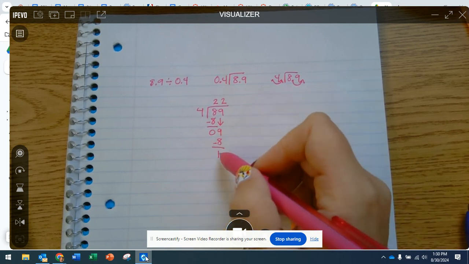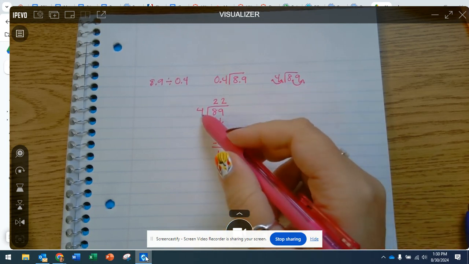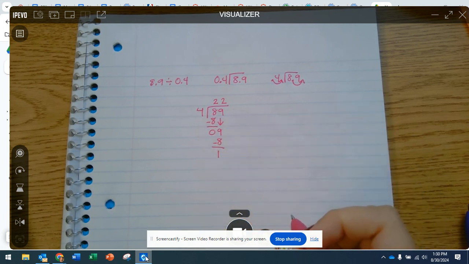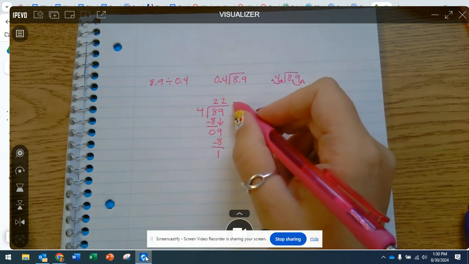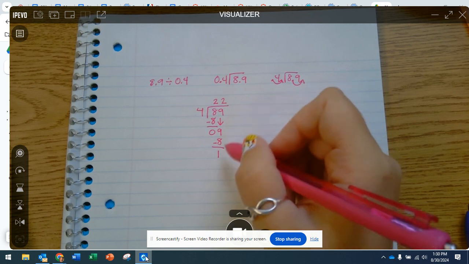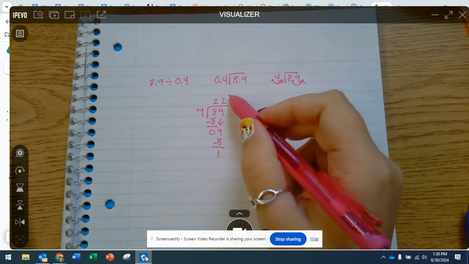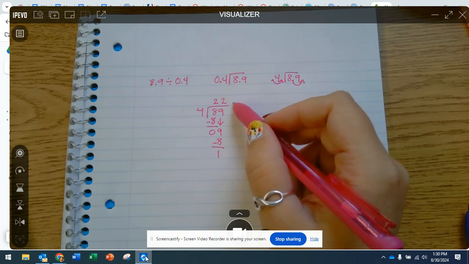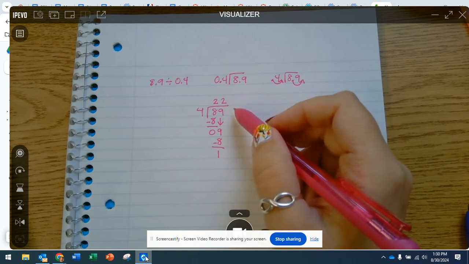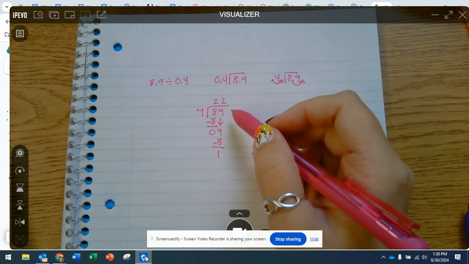Before you move on, always double check that your remainder is less than what you divided by. Now, the baby way, we used to just put remainder 1. Or sometimes you put the remainder over what you divided by. So you wrote it as a fraction of 1 over 4. So it'd be 22 and a fourth. But now we want to know exactly what is that as a decimal.